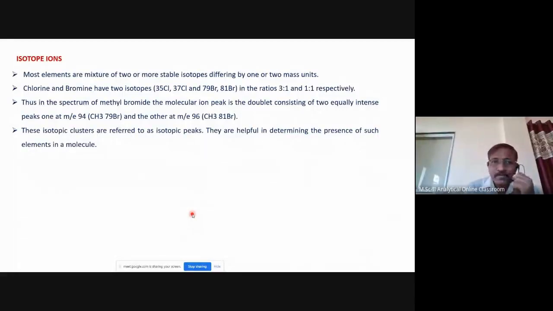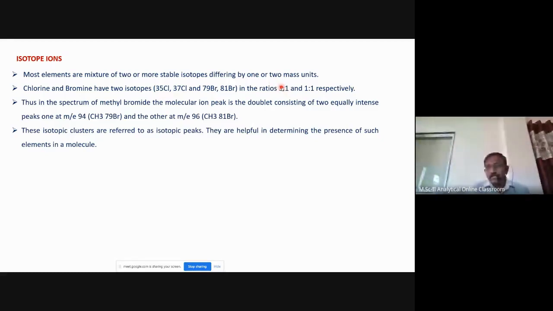Now we can see the isotope ions. So most elements are having a mixture of one or two, because mostly heteroatoms are present in organic compounds. So they can give the isotope peaks, and the ions which are observed contain two mass units. If you see chlorine or bromine, both have isotopes: chlorine 35 and 37, while bromine is 79 and 81. So in that case, we can observe chlorine 35 and chlorine 37, and the ratio is always 3:1.